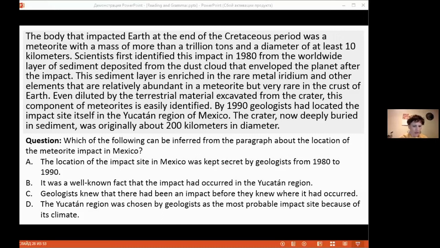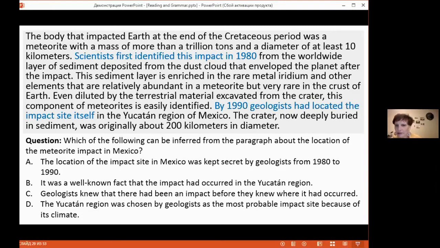Option D says that the Yucatan region was chosen as the most probable impact site because of its climate, but the climate was not meant as a factor in the discovery. And of course, this leaves us with option C, because we see from the text that first scientists identified the impact in 1980, and only 10 years later, they were able to locate the impact site itself in the Yucatan region of Mexico.